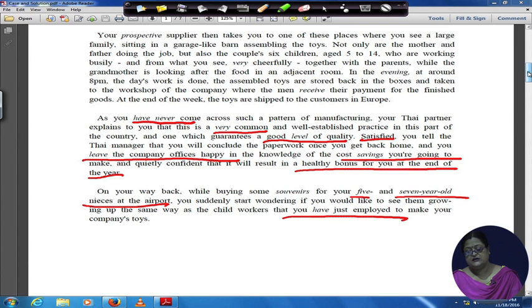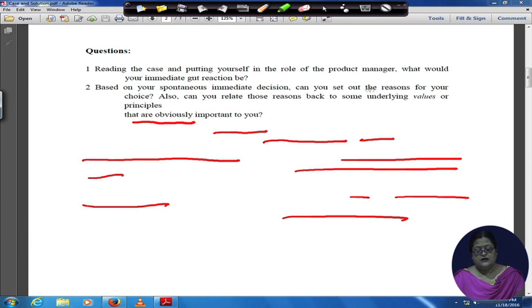So, this particular case can now be discussed in terms of the two questions that follow. Reading the case and putting yourself in the role of the production manager, what would your gut reaction be? And based on your choices, can you set out the reasons for your choice? And can you relate it to some values or principles that are important to you?